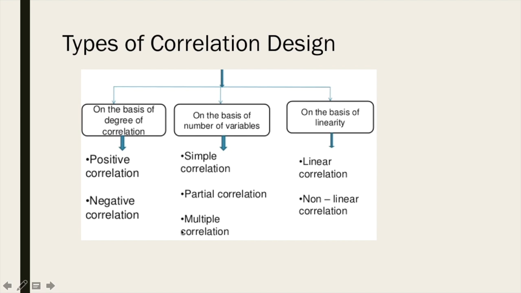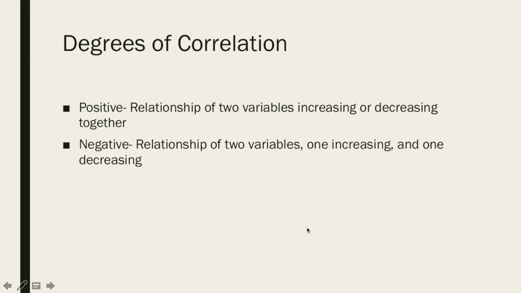So here you see three different types of correlation design. So we have the positive and negative, which shows when the variables are increasing and decreasing. The simple correlation, partial, multiple, linear, nonlinear. So the positive correlation is the relationship of two variables increasing or decreasing together, and the negative is two variables, one going up and one going down.